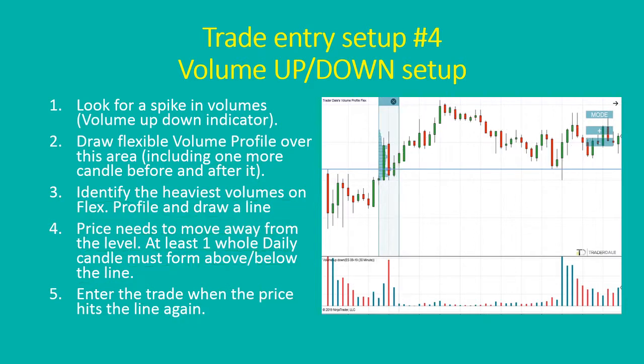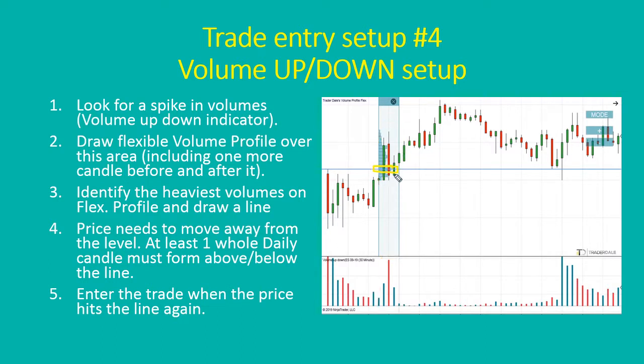Alright? Now the logic behind this setup is basically that you spot that something important is happening, and you spot it in here on the volume up down. Because when there is something important happening, then big institutions start to jump in. So you spot that something is happening on this volume up down indicator. Now you select the candles where something was happening, and you identify the price level where most of the stuff was happening. Alright, so it was in here.